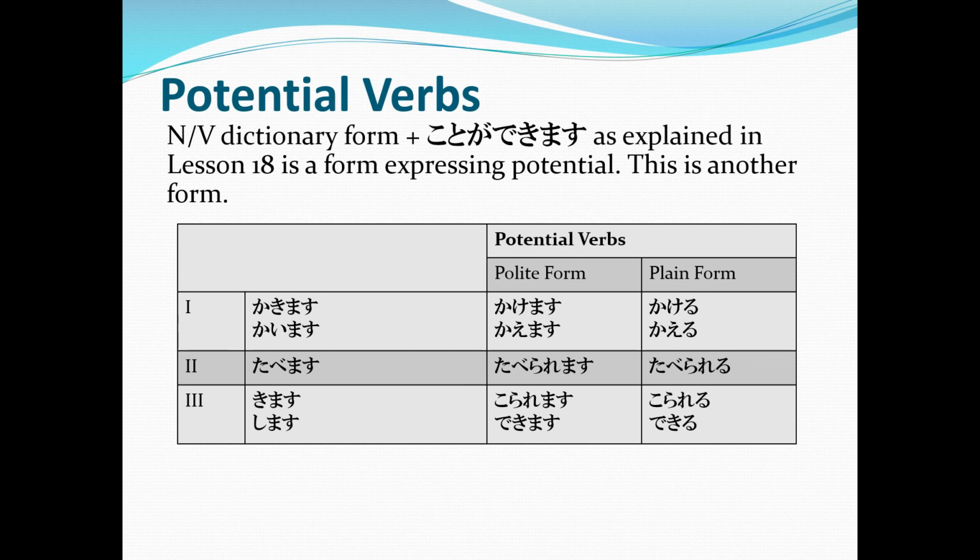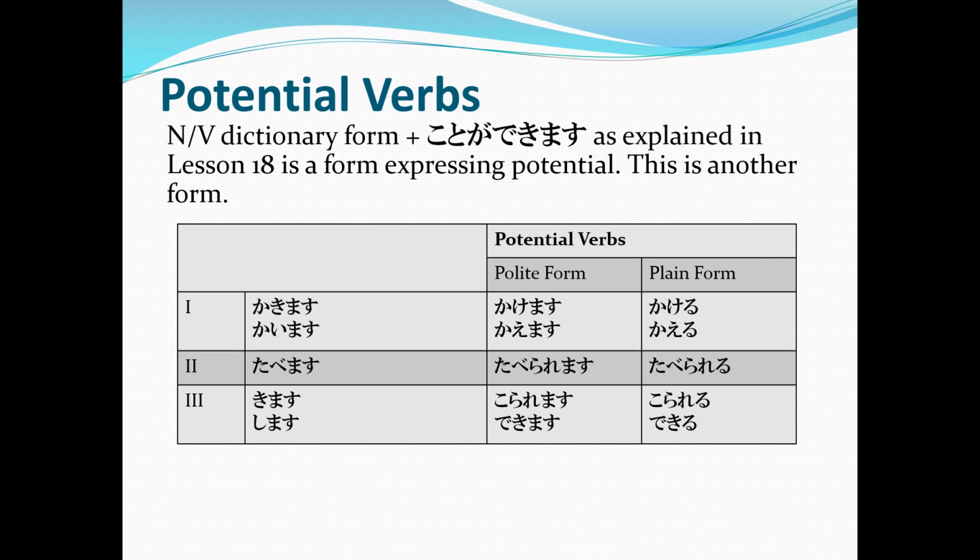Again, tabe raremasu. Now, to change it into a plain form, you have to remove the masu from its masu form, then add rareru. Again, remove the masu of the group 2 verbs, then add rareru to make it a potential verb in a plain form. So, tabemasu will become tabe rareru, which translates to can eat.